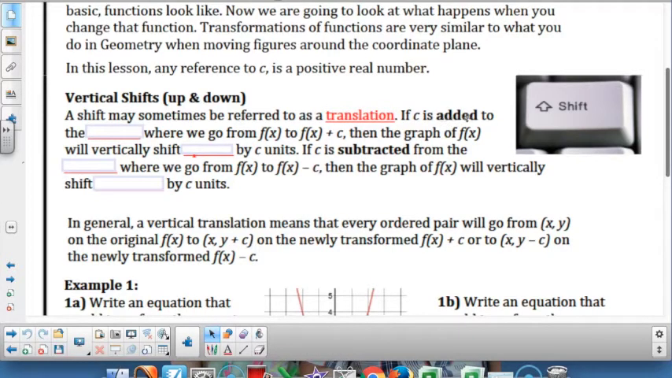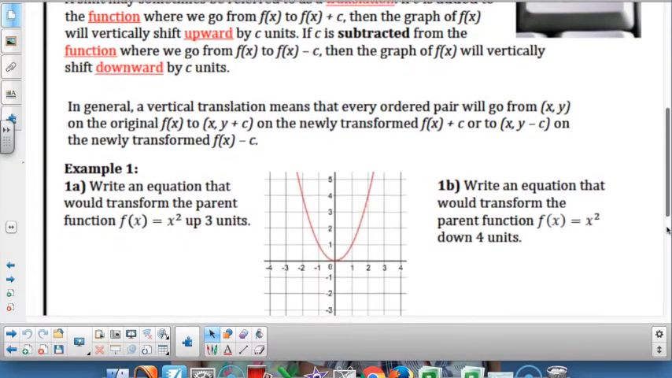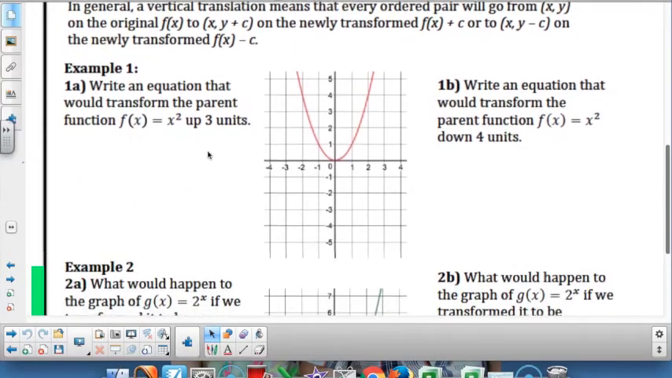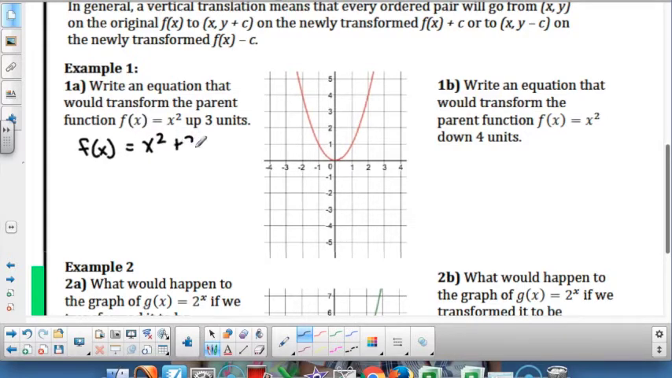Basically, it boils down to if c is added to the function, where you go from an f of x to an f of x plus c, then the graph is going to shift upward by that many units. If c is subtracted from the function, then the graph will shift vertically down by c units. So here's what I mean by that. If you have this equation, x squared, and you want it to be shifted up 3 units, all you're going to do is you're going to take f of x, which is x squared, and you're going to add 3. That's it. That's all you would have to do.